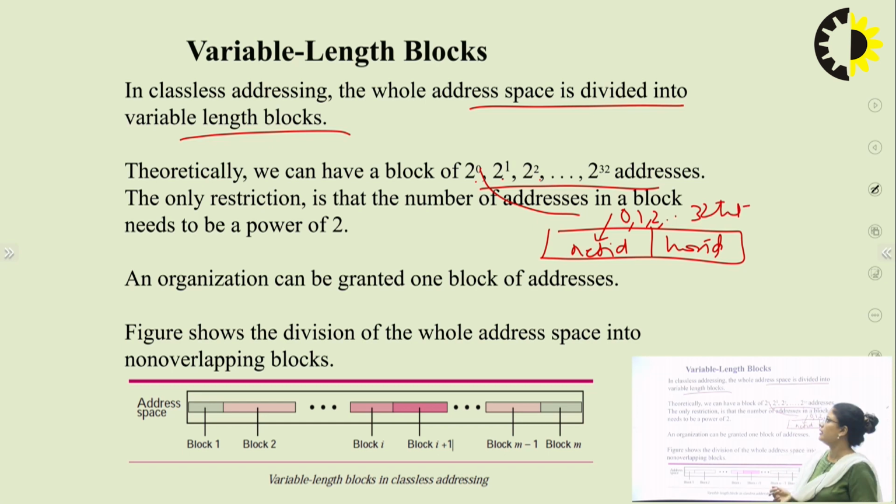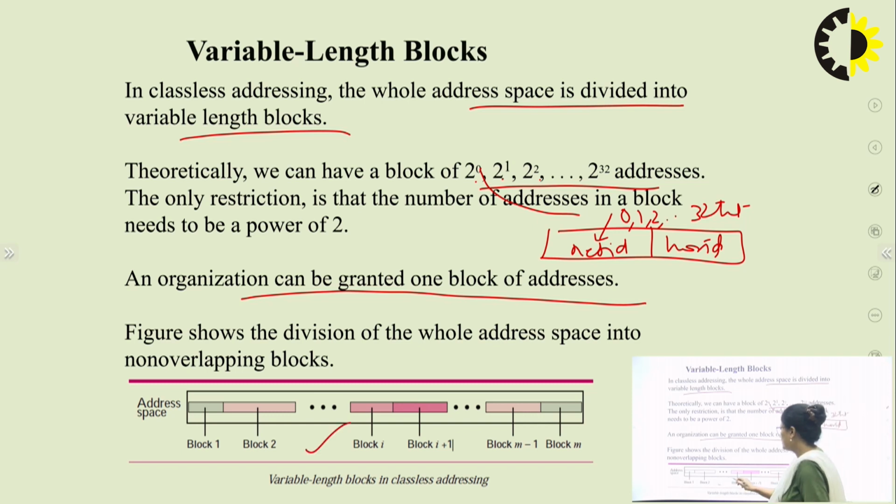So classless addressing basically provides us variable length of blocks, which is quite an advancement. It does away with lots of the errors, lots of the lacunas and drawbacks which we have with classful addressing. And so, out of this, an organization can be granted a number of blocks as per its requirement. So the question of wastage of the addresses does not arise when you go for classless addressing.